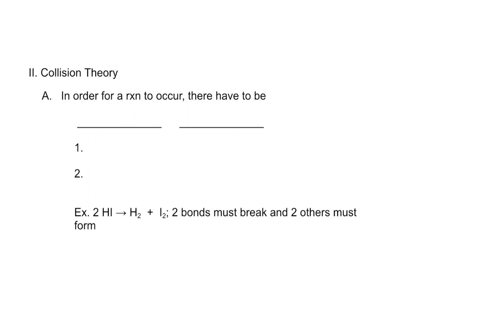We'll talk about collision theory, which is that in order for a reaction to occur, not only do the reactant particles have to collide with one another, but they have to do so effectively. So in order for a reaction to occur, there have to be effective collisions. And there's two pieces of criteria for effective collisions. One is that you have to have collisions with sufficient energy. And then the second is that you have to have collisions with proper orientation.